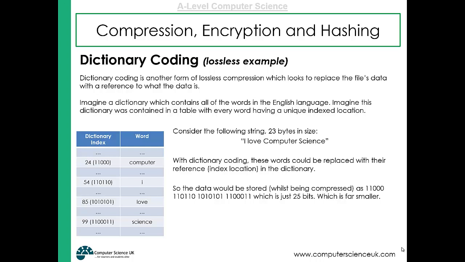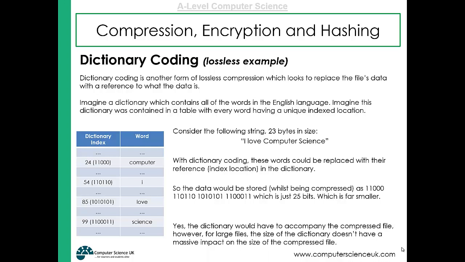And then 1010101 would be the dictionary index value 24, which represents computer, and then 11000011, which is the dictionary index 99, which references the word science. Now all of those bits added together is just 25 bits, which is far smaller than 23 bytes, so 23 lots of 8 if you like.